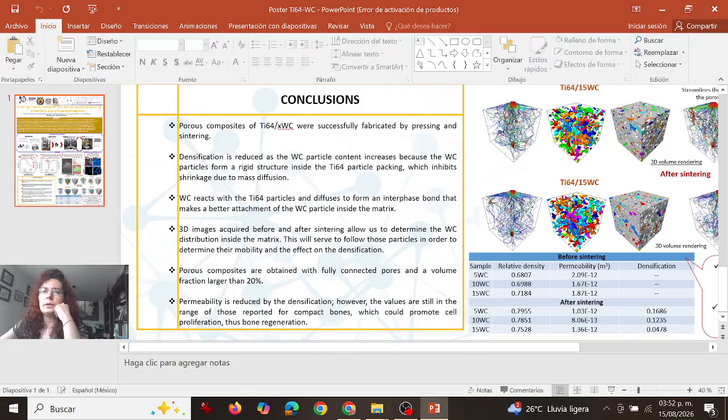Also, another conclusion was that the porous composites are obtained with fully connected pores, as we've seen from these images, and a volume fraction larger than 20%. Permeability is reduced by the densification. However, the values are still in the range of those reported for compact bones, which could promote cell proliferation, thus bone regeneration. As we mentioned, all this is for bone implants for biomedical application.